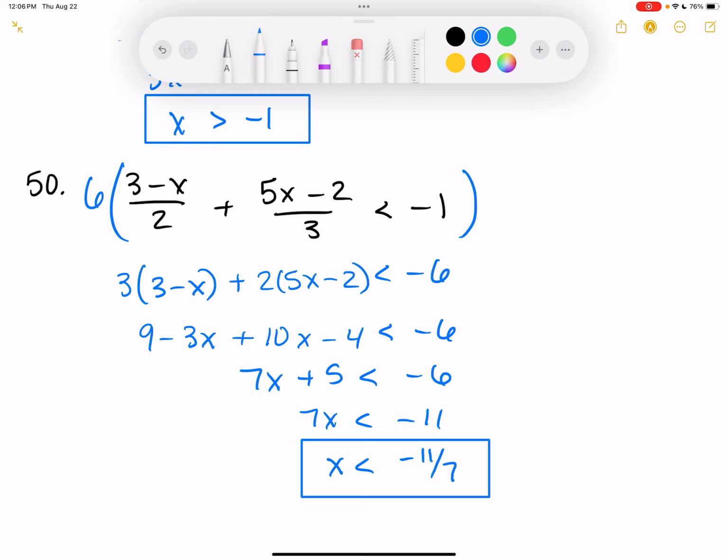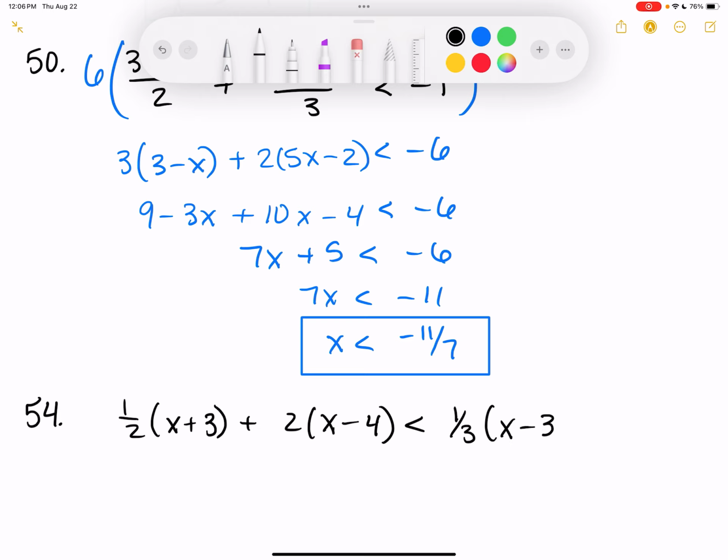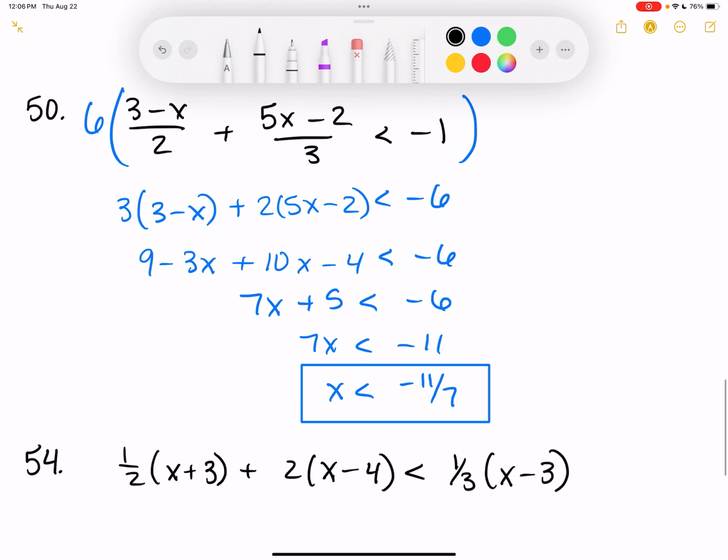All right, this last one I want you to try on your own. I'm going to give you a couple minutes to do it, and then we'll go over it together. Number 54: 1/2 times x plus 3 plus 2 times x minus 4 is less than 1/3 times x minus 3. I'll leave that one up for reference in case you need it. I want everyone to try that one for a minute, and then we'll go over it.